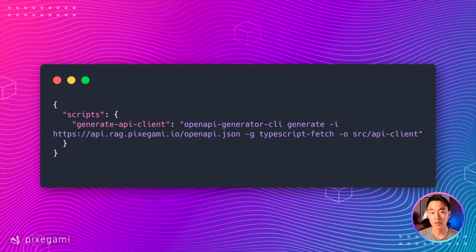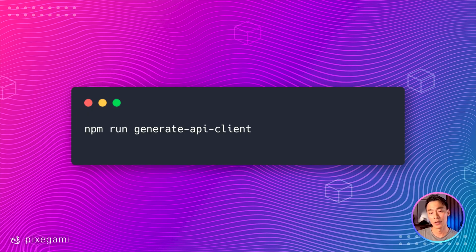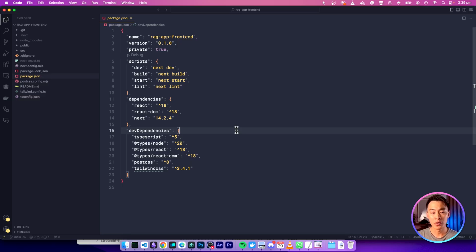Now you can run that command directly, but I prefer to add this command to our package.json file. I can add it under a script called generate API client. This would just make it a lot easier for us to run just as an npm build command like this. So now I'm going to go to my code editor and just show you how this all works.